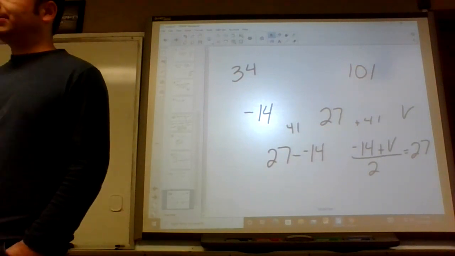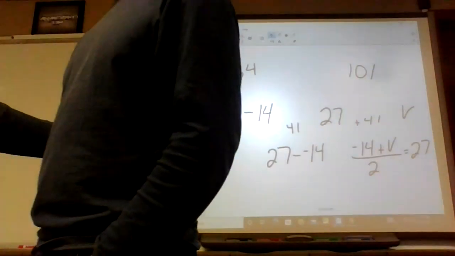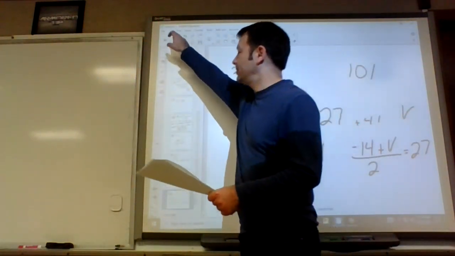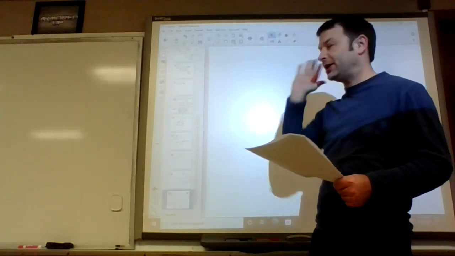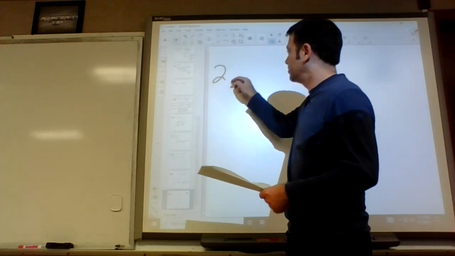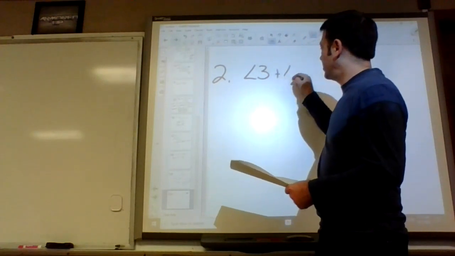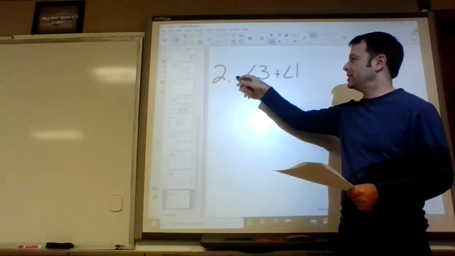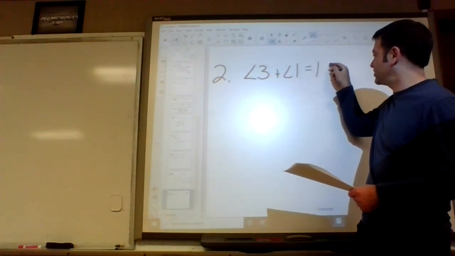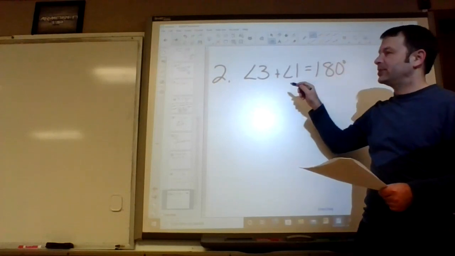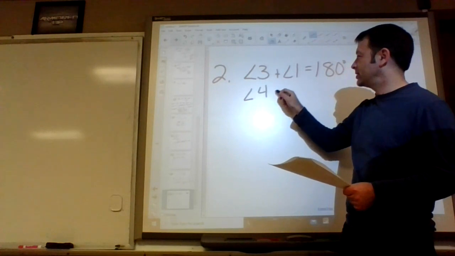They were nice to us and they wrote the given down for us. Okay, so here we go, ready? If angle 3 and angle 1 are supplementary, then what can I say about angle 3 and angle 1? They add up to 180. When the book does this, they would put a little m right here, like the measurement of the angle. I kind of cheat and don't do that. I just put angle 3 plus angle 1 equals 180. What else would go with that line? Angle 4 plus angle 2 is 180.